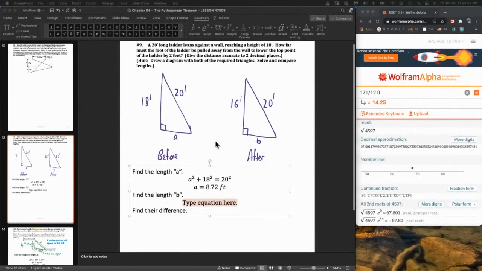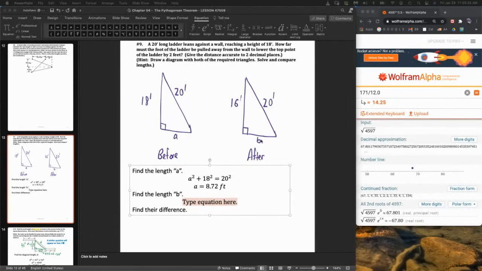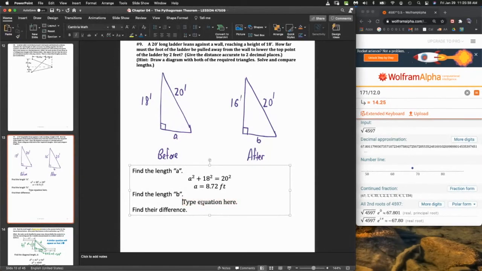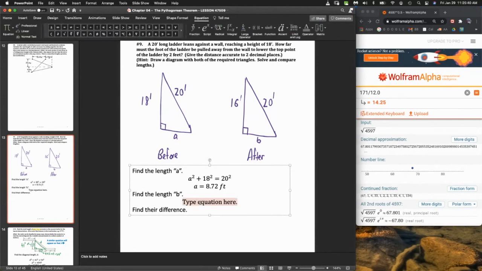So to answer this question number 9, we can use two separate triangles. The first triangle has a height of 18 feet, and then you lower the ladder by 2 feet, so now the new height is 16 feet. Then if we find the base lengths A and B, we can subtract the two to determine how far sideways the base of the ladder had to be moved. So we did the first one, and now we're on the second one. On the second triangle, B is not the longest side, so B squared plus 16 squared is 20 squared.